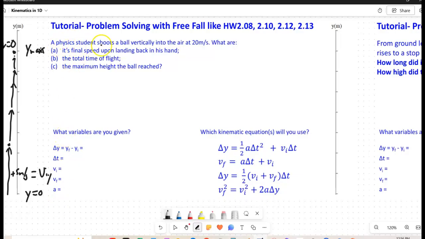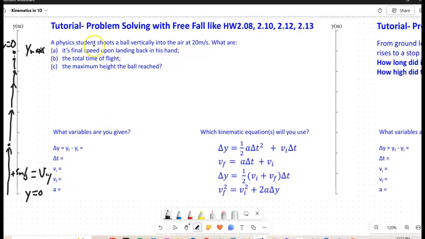Now, a physics student shoots a ball vertically into the air. It's going to land back in your hand. So you throw it up in the air, and it's going to be landing back in your hand. So even though it is changing direction, the acceleration is down the whole time. So we probably don't need to do these variables twice like we did last time when we had somebody speeding up and then slowing down, and they had 2 different accelerations. If they have the same acceleration the whole time, likely you won't have to do this procedure twice.